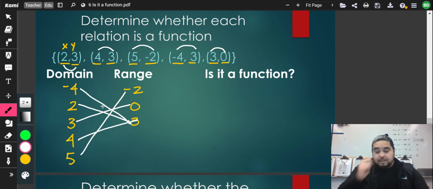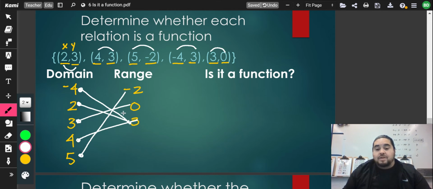Now again, we look at the domain. Definition says every element in domain can only match with one element in the range. So looking at the domain, 1, 1, 1, 1, 1. Every element in the domain only has one possible outcome.